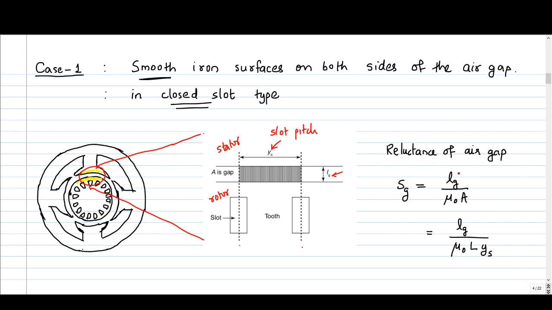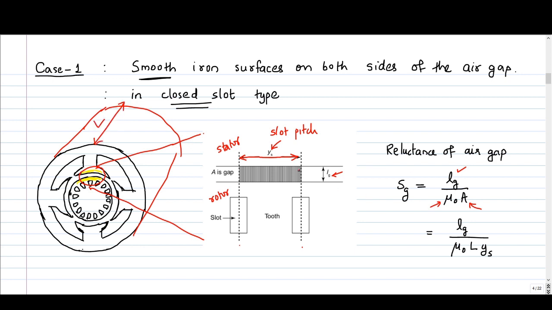So here length of the magnetic circuit is LG, then mu is the permeability of the medium, it is air, so it is mu zero, then area of air gap. So what will be the area of the air gap? Area of the air gap, one dimension is visible in the figure. You can see this YS dimension here, and if you imagine the three-dimensional view of this machine, there is a dimension in this direction, that is core length L.